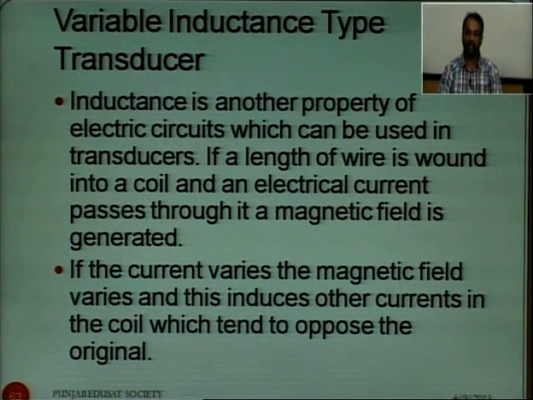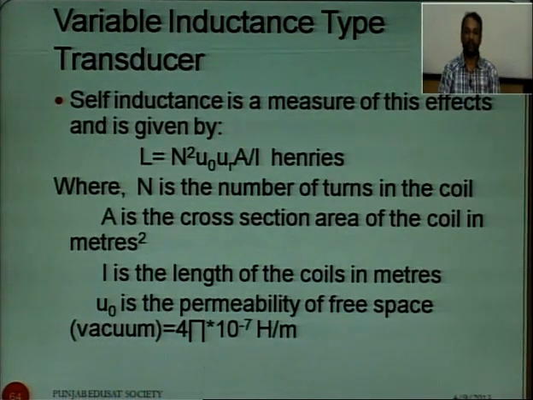Due to change in the applied current, there is change in the magnetic field which induces other currents in the coils, which tends to oppose the original. The new induced current tends to oppose the original current. This property of a coil is known as self-inductance. Self-inductance is a measure of this opposition, and it is given by L.